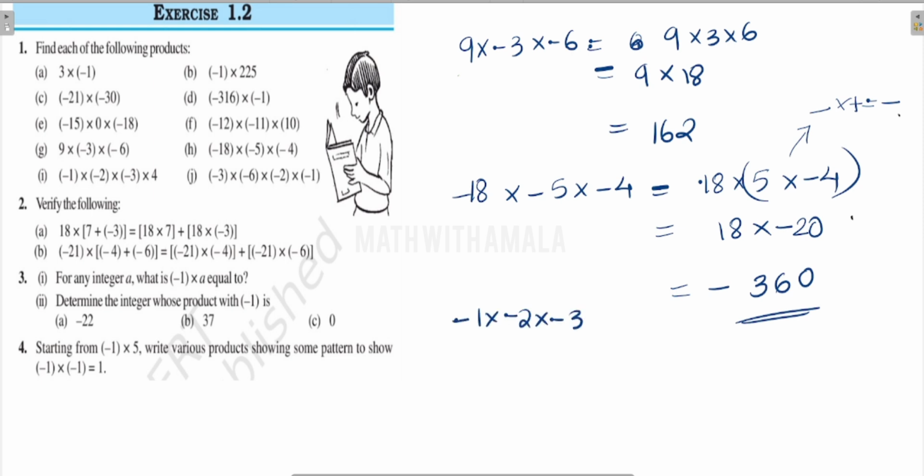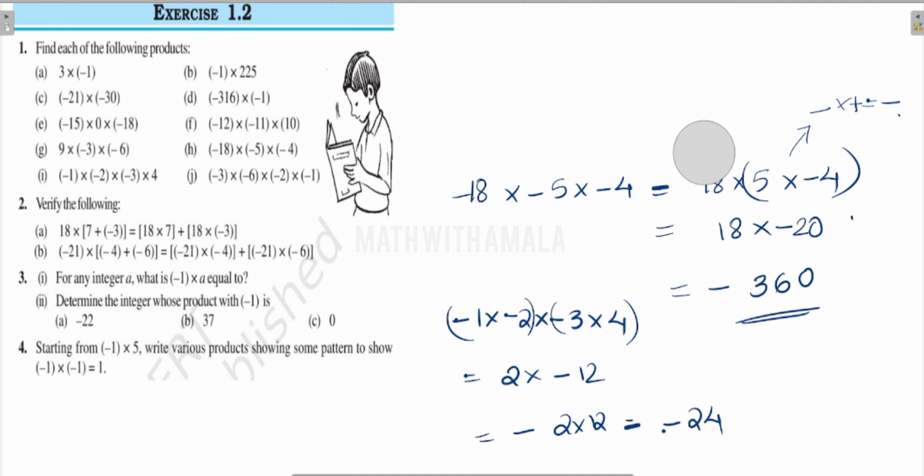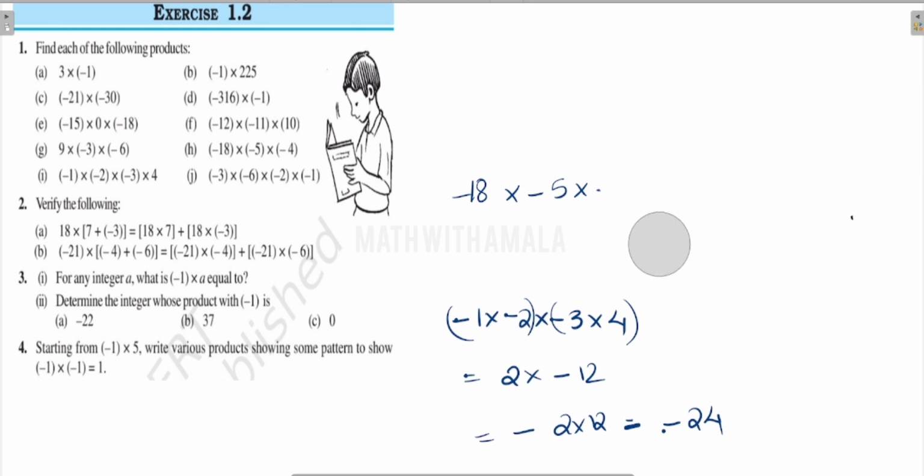Next one, minus 1 into minus 2 into minus 3 into 4. Only 4 is not having negativity, it is positive. So let's do minus 1 into minus 2, that is 2. Minus 3 into 4 is minus 12. So you can write minus outside, 2 into 12, which is equal to minus 24, which is very obvious. 2 into 12 is 24. So the answer is minus 24.